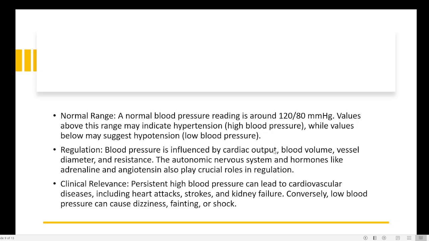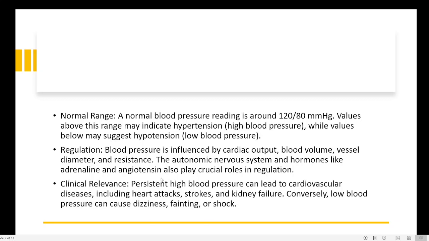Blood pressure is influenced by cardiac output, blood volume, and vessel diameter and resistance. Vessel diameter matters because sometimes you have a higher body weight and a lot of cholesterol in your body. That cholesterol deposits on the inner side of the wall of the artery, reducing the diameter of your blood vessel and increasing your blood pressure. So that is one problem. Then the autonomic nervous system and hormones like adrenaline and angiotensin also play some role in regulating your blood pressure.